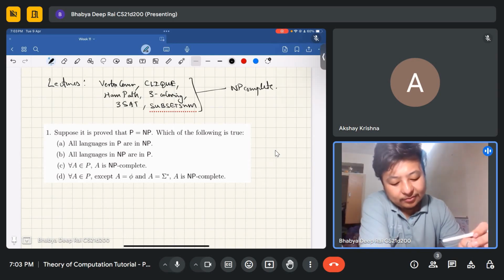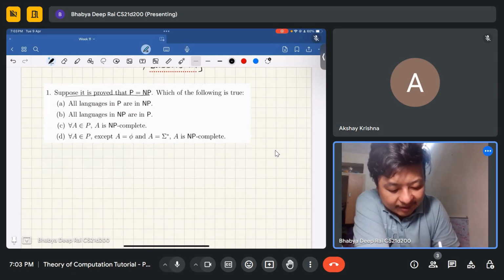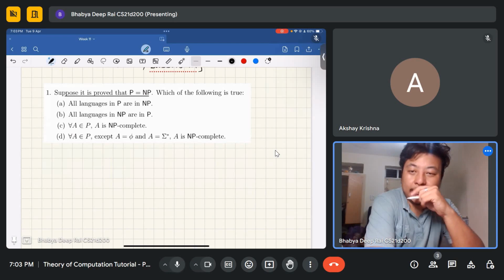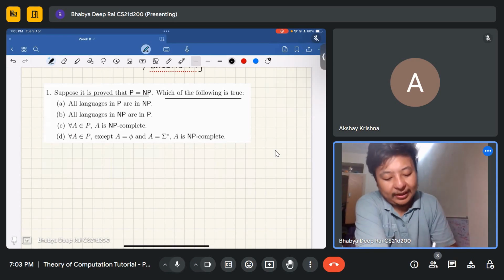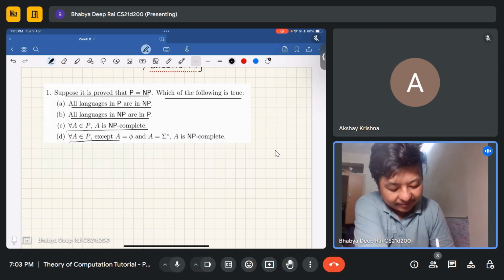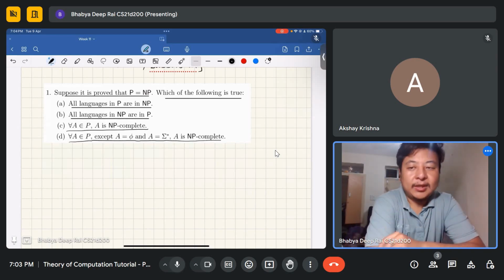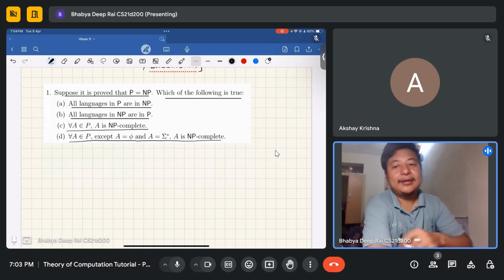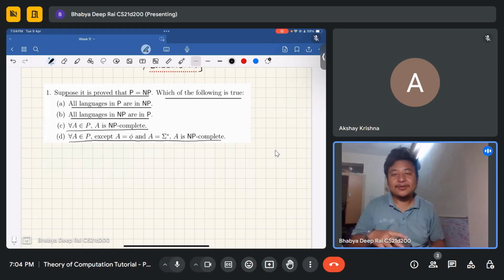Now, here's the question. Suppose it is proved that P is equal to NP. Which of the following is true? A: All languages in P are in NP. B: All languages in NP are in P. C: For all A in P, A is NP complete. D: For all A in P except A equals phi and A equals sigma star, A is NP complete. So yeah, any guesses? What's the correct option? What are the correct options possibly?